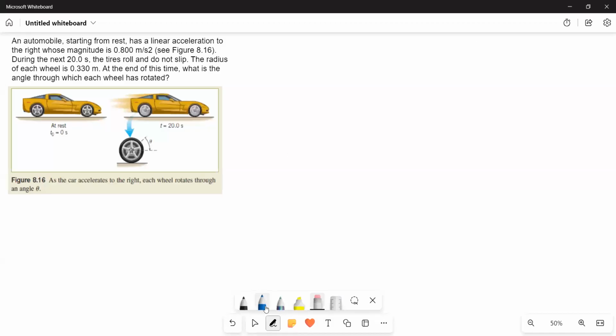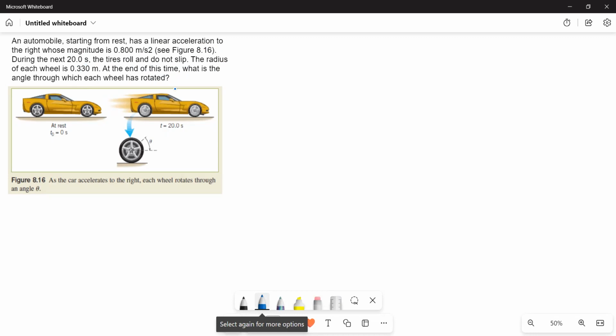An automobile starting from rest has a linear acceleration to the right whose magnitude is 0.8 meters per second squared. During the next 20 seconds, the tires roll and do not slip. The radius of each wheel is 0.330 meters. At the end of this time, what is the angle through which each wheel has rotated?